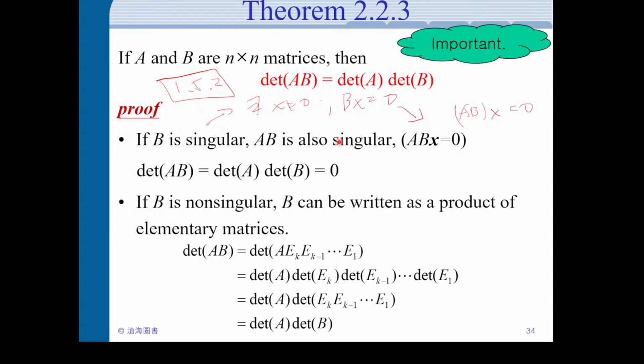So if B is singular, then we need to show that AB is also singular. Okay. And so how we prove when B is singular, AB is also singular is we go back to 1.5.2. So B is singular, then the first one and the second one.